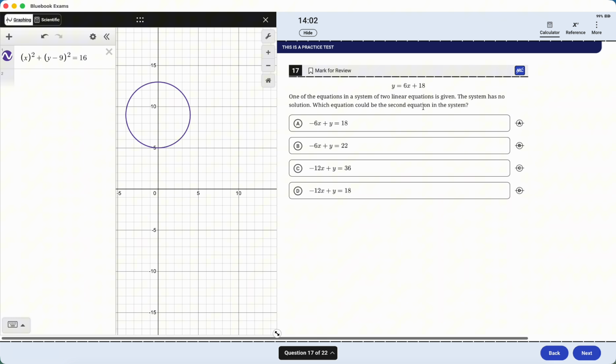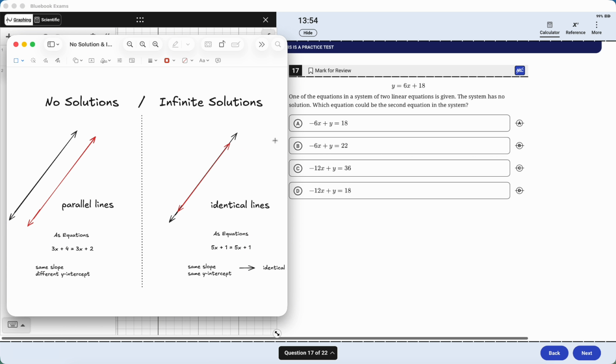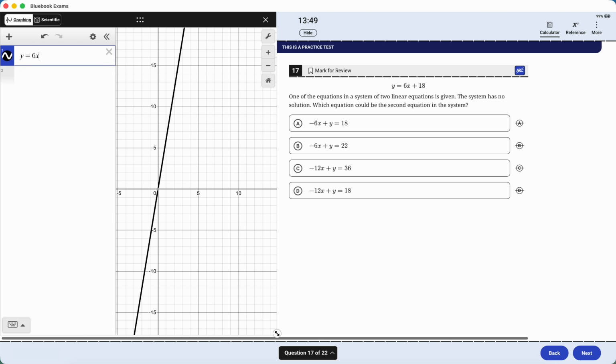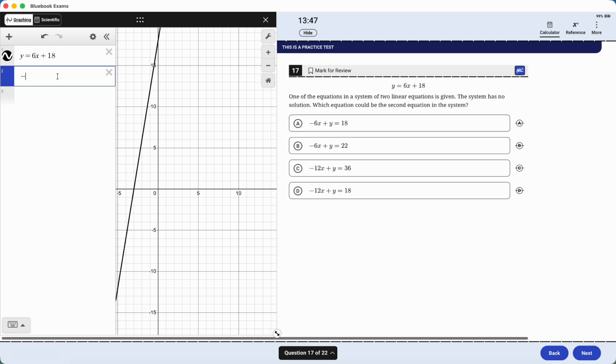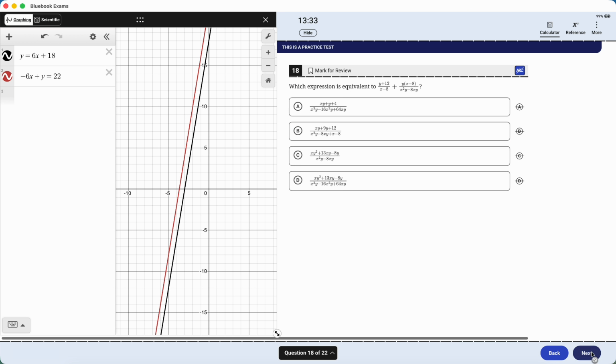Next one, 17, gives us an equation. It says it's one of 2 equations in a system, and the system has no solution. We talked about this earlier, right? No solution just has to be parallel. So that means this line and one of these has to be parallel. So just put that into Desmos. I think that's the simplest way, right? You can just check, if I put this in, are these parallel lines? No, these are the same line. That would be the answer you want if it said infinitely many solutions, which they definitely could ask you, right? Next one over here, put in B equals 22. That's it, they're parallel, right? So boom.